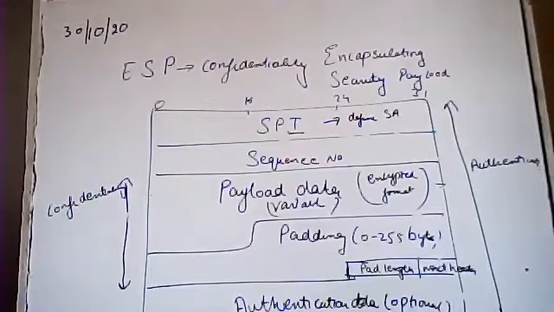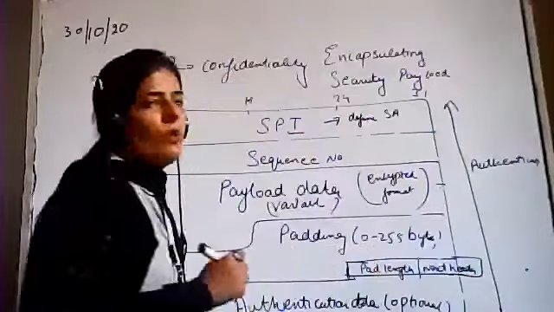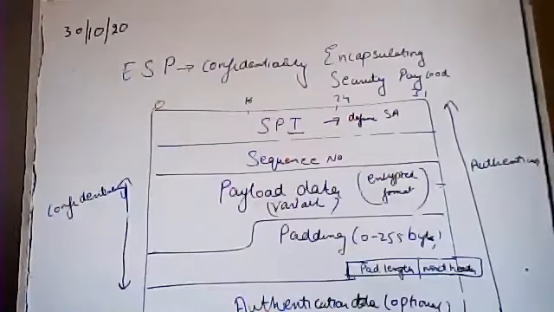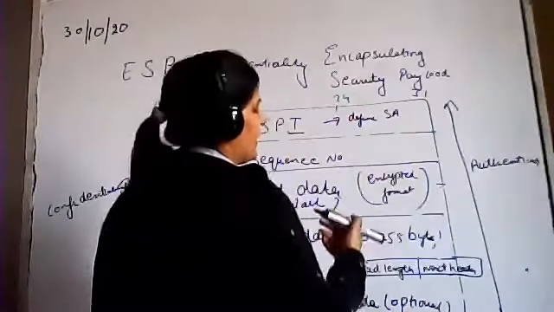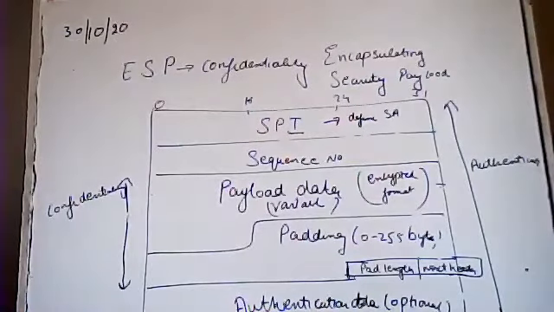Now the next term is the next header. What is this next header? That will tell us what type of data is in the payload data field. So what type of data we are using in the payload will be defined under this next header format. Now this next header is somewhat different from the previous authentication header part. Clear? Okay, now the last portion is the authentication data.